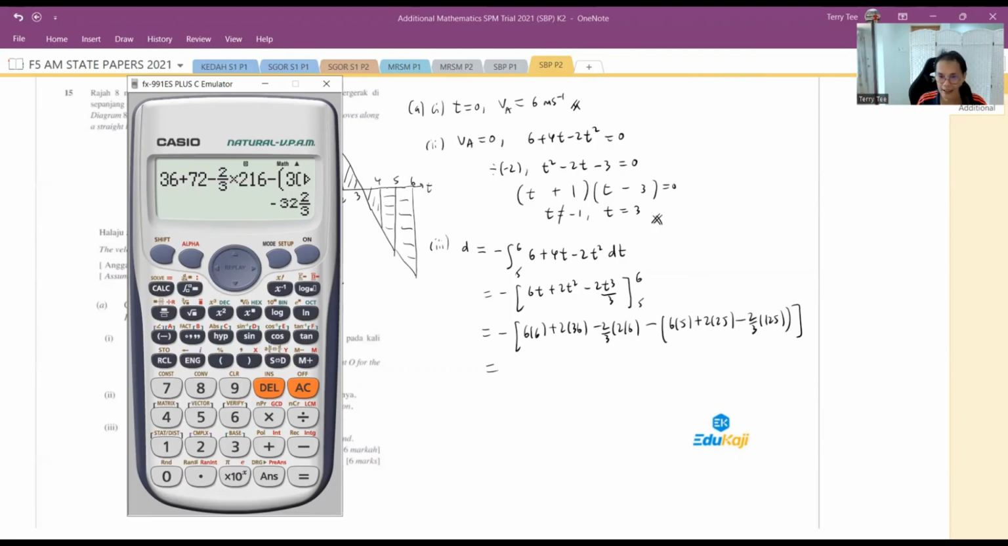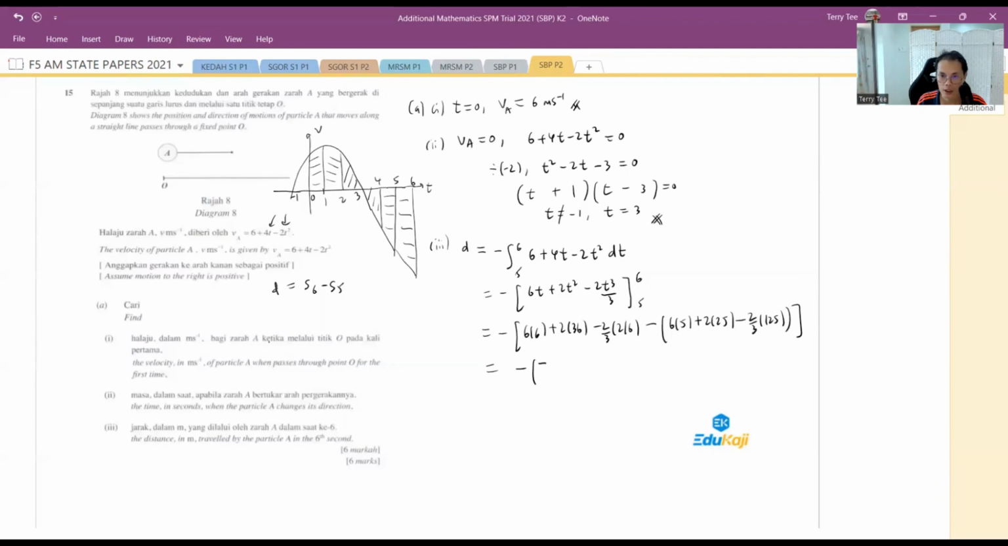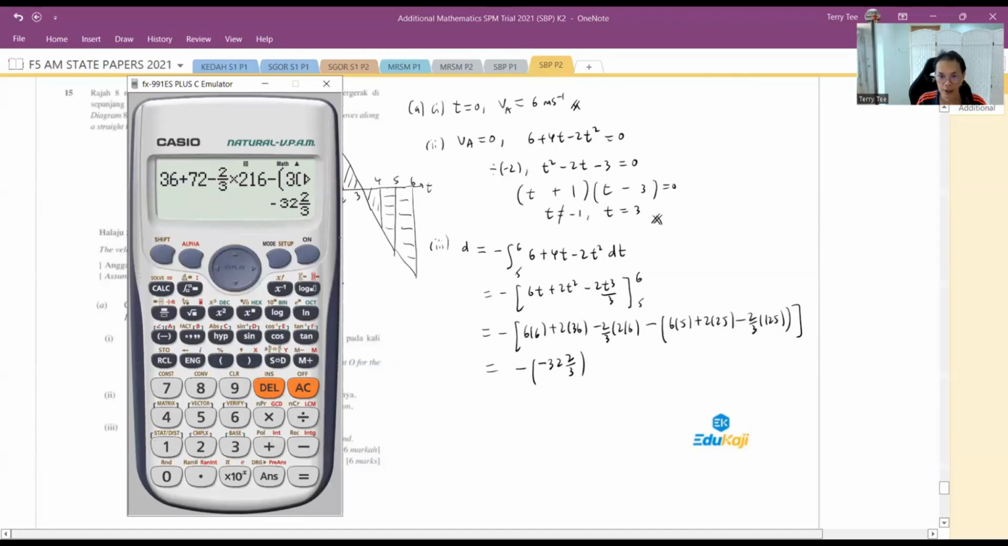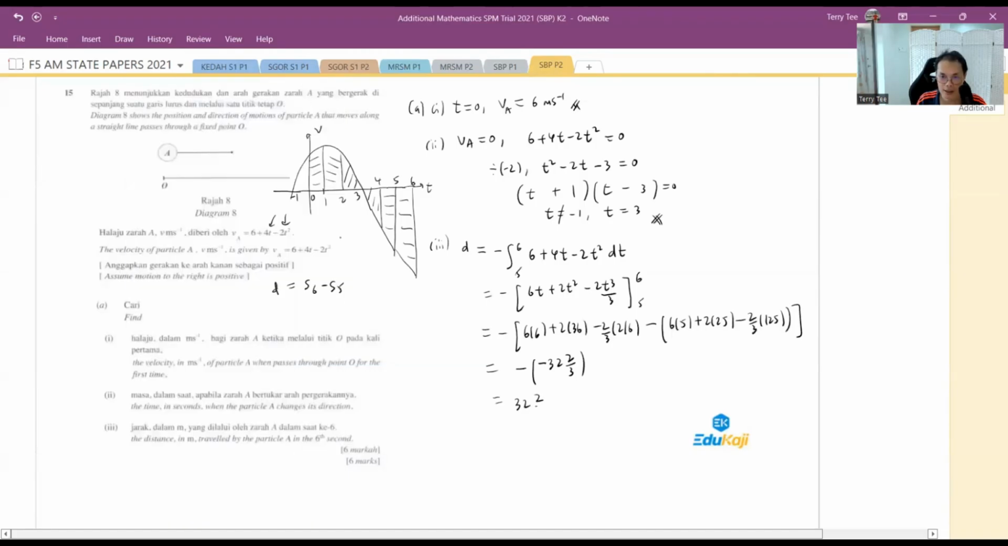Now you will get negative because it is below the t-axis. So we just put a negative in front to make it positive. So your distance is 32 2 over 3. Now, even if you don't know it's negative, just integrate. Then you get the negative answer. Then we just say distance is positive 32 2 over 3. Yeah, because distance is always positive.